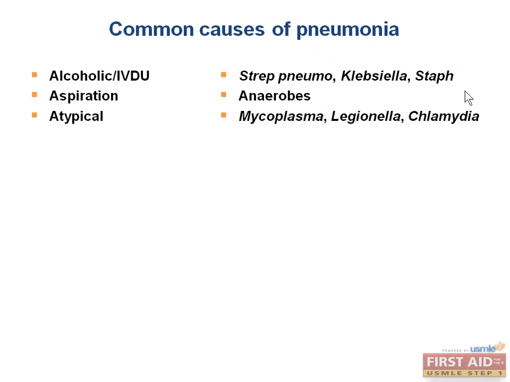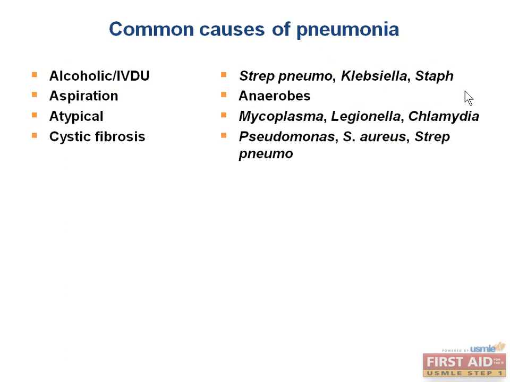Lastly, Mycoplasma, Legionella, and Chlamydia can all cause atypical pneumonia, which is also known as walking pneumonia. It is a type of pneumonia in which chest X-ray will often be positive before symptoms even start to occur. With walking pneumonia, the X-ray often looks worse than the patient's clinical presentation. Patients with cystic fibrosis are most likely to get pneumonia from Pseudomonas, Staph aureus, and Strep pneumo.